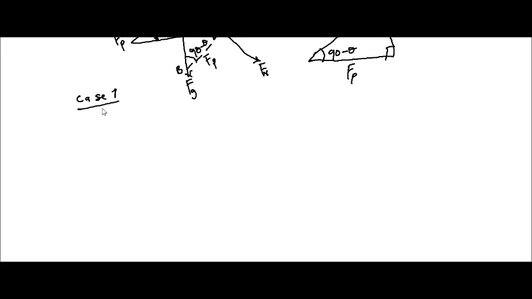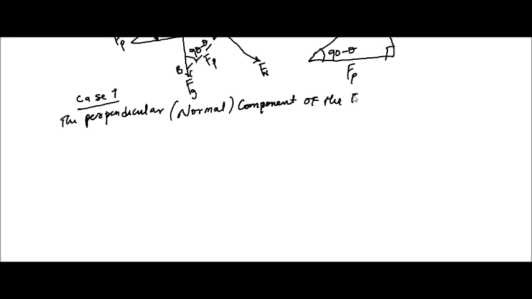Now case 1, we say the perpendicular, we are going to be doing the perpendicular, or we call it normal. Anything that is perpendicular is normal, is forming 90 degrees, right? Normal component of the force, right? Which is given to be F subscript N. So if we want to find the perpendicular or normal component of the force, then that one will now be what?